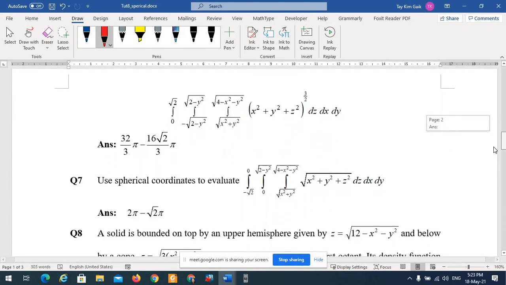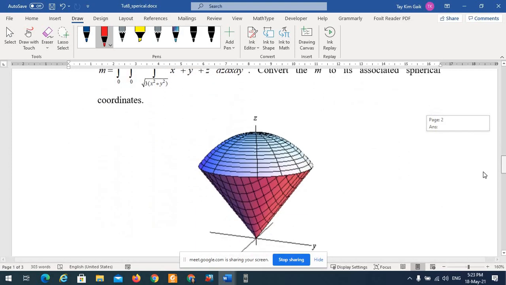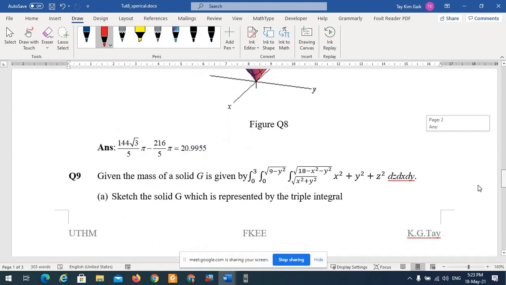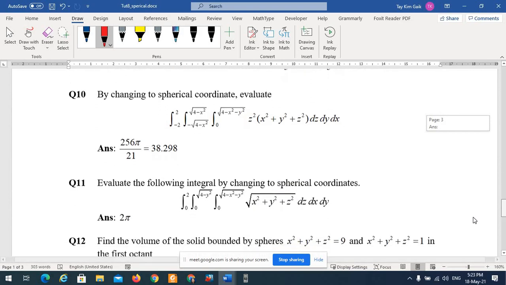Questions 6, 7, 8, 9, 10 are all the same type.